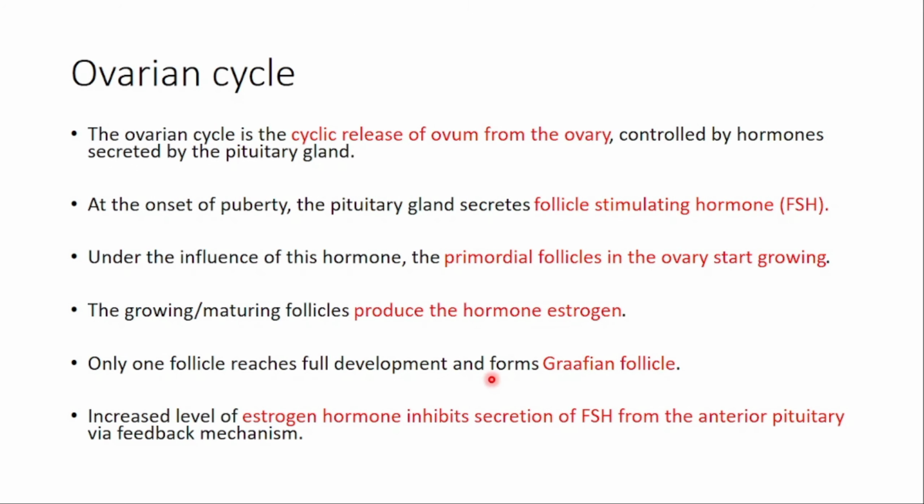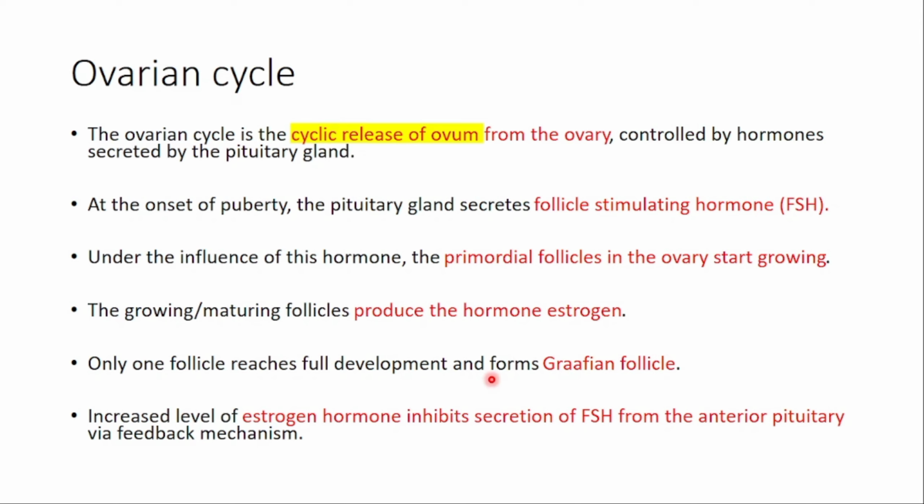Then when we talk about the ovarian cycle, it is a cyclic release of the ovum from the ovary, and it's controlled by hormones that are secreted by the pituitary gland, specifically the anterior pituitary gland.